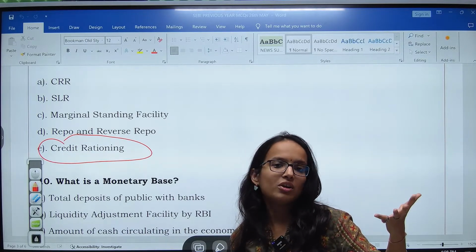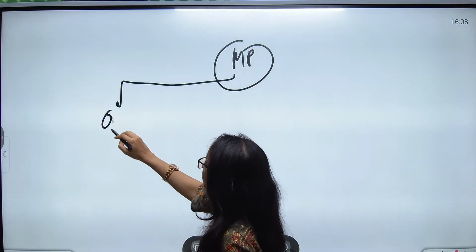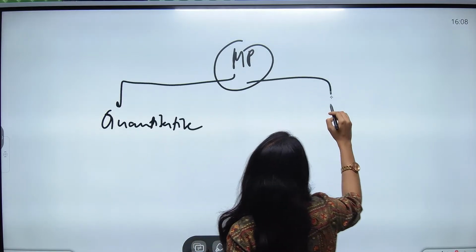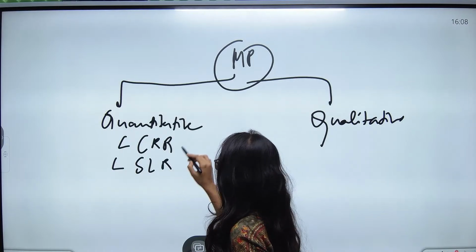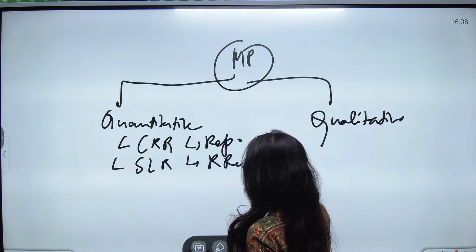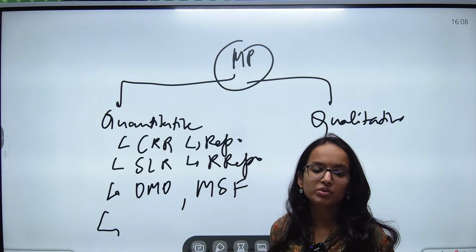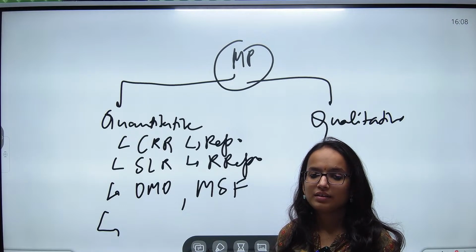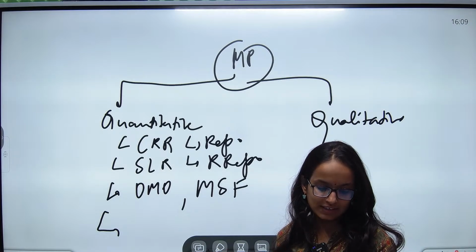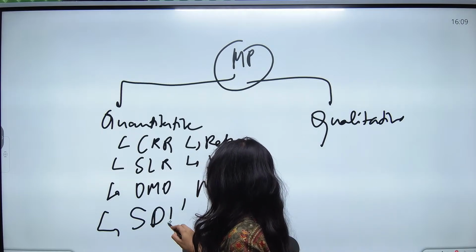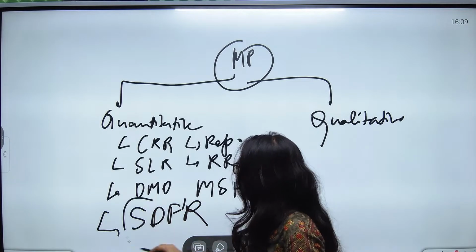For that, there is monetary policy of RBI, in which we broadly classify the tools as quantitative and qualitative. In quantitative you have CRR, SLR, repo, reverse repo, then open market operations, marginal standing facility, and recently one new quantitative tool has been included. It has basically replaced the reverse repo. Which one is the newest? Standing deposit facility rate replaced the reverse repo rate. Clear? So these are your quantitative tools.